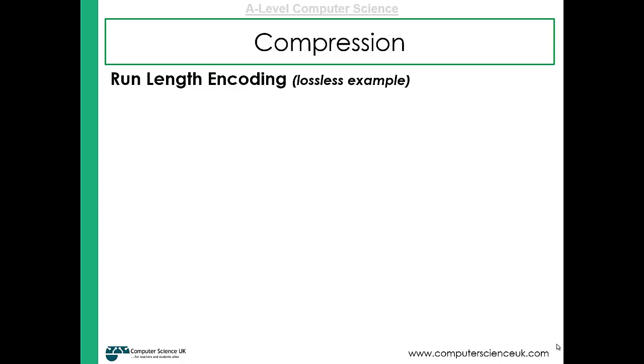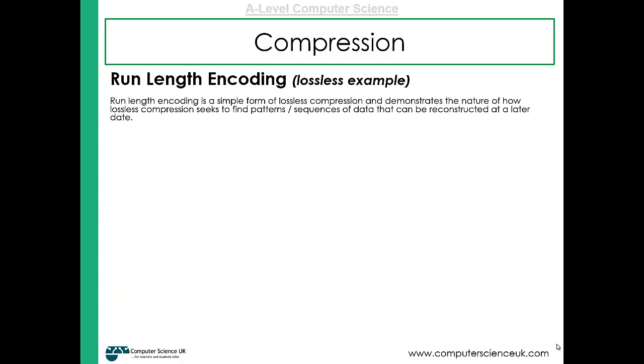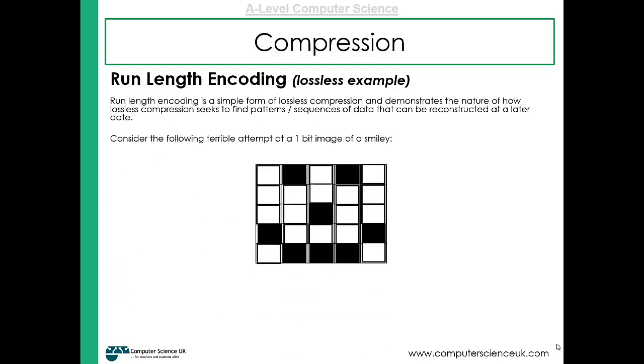The first one is run length encoding. So we've said before, with lossless compression, it often will look to see patterns of bits within a data file that it can remove, and then if it remembers what that pattern is, later on it can reconstruct the file to its original state. So if you consider this image of a smiley face, it's a 1-bit image, so each of those pixels is represented by a 0 or a 1.